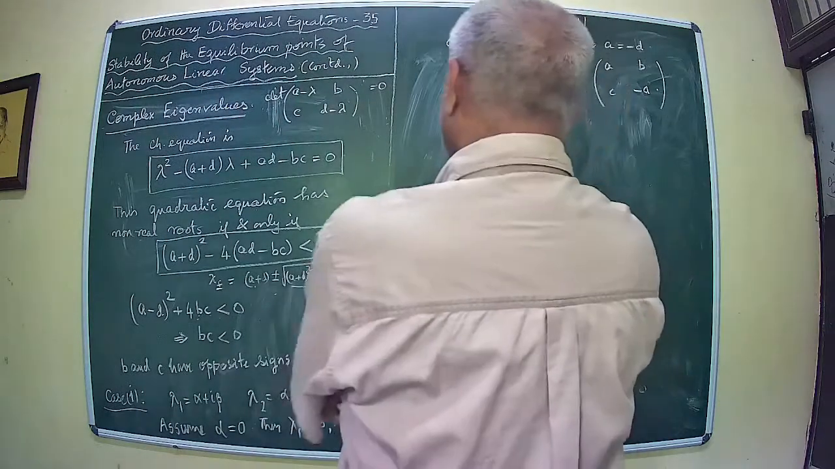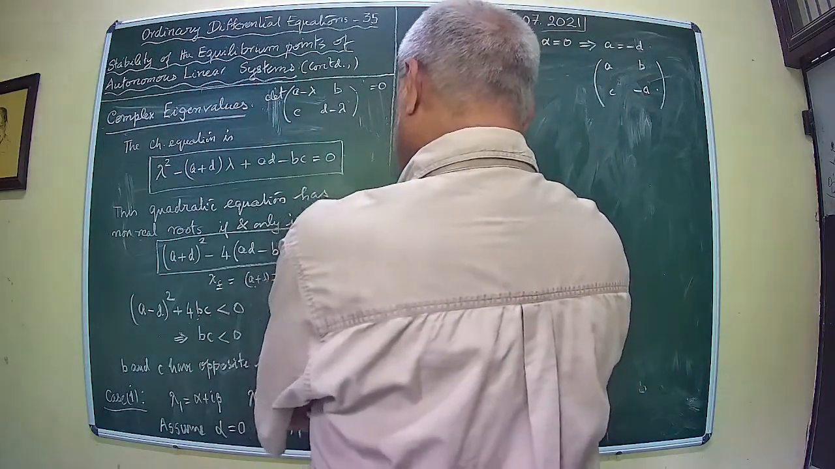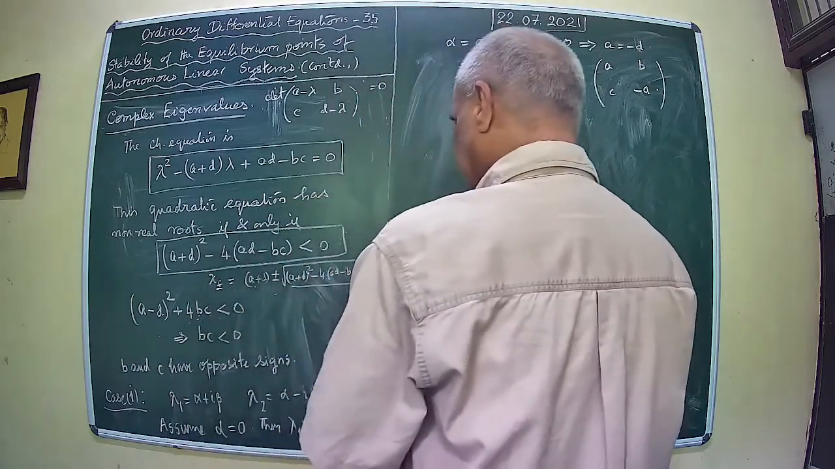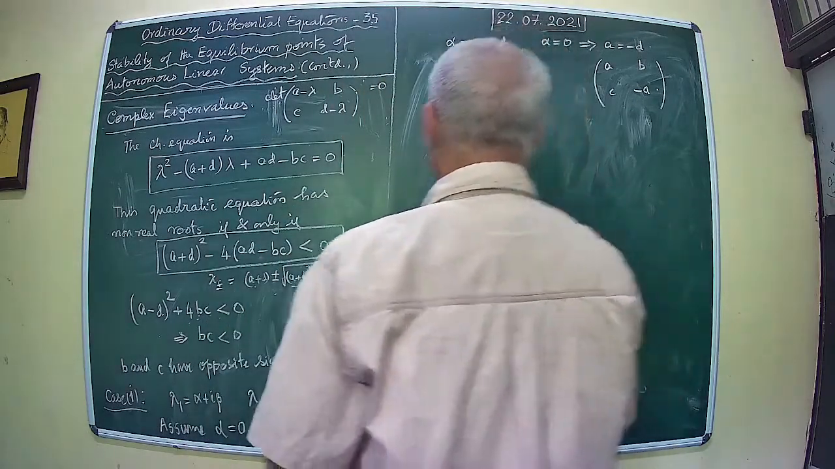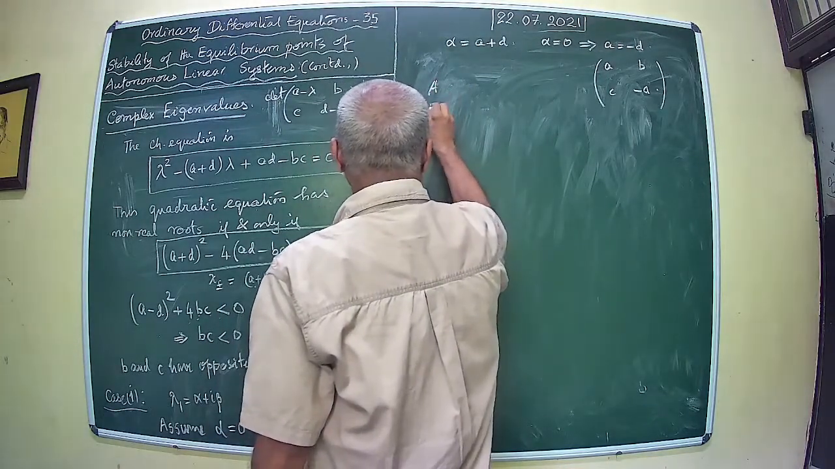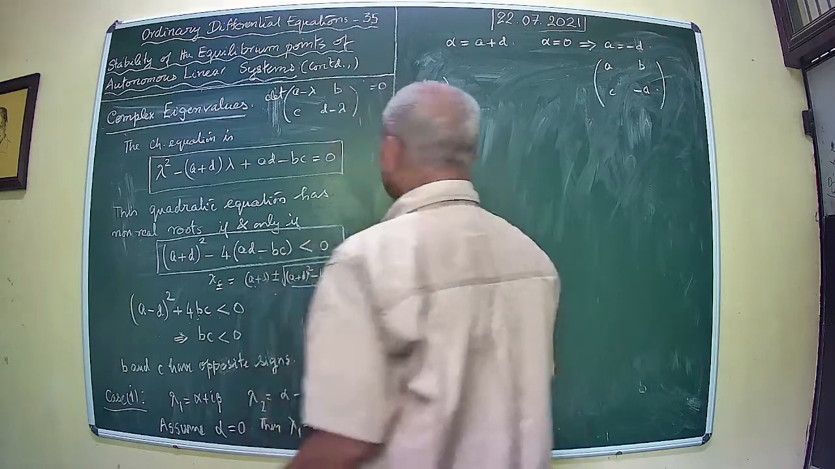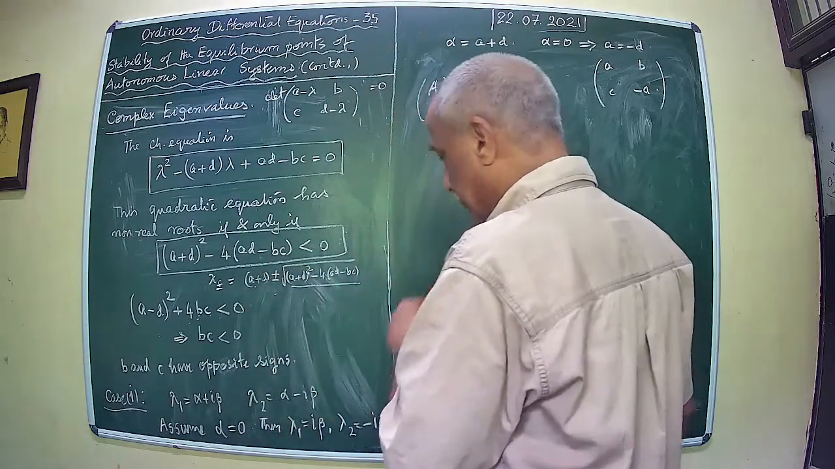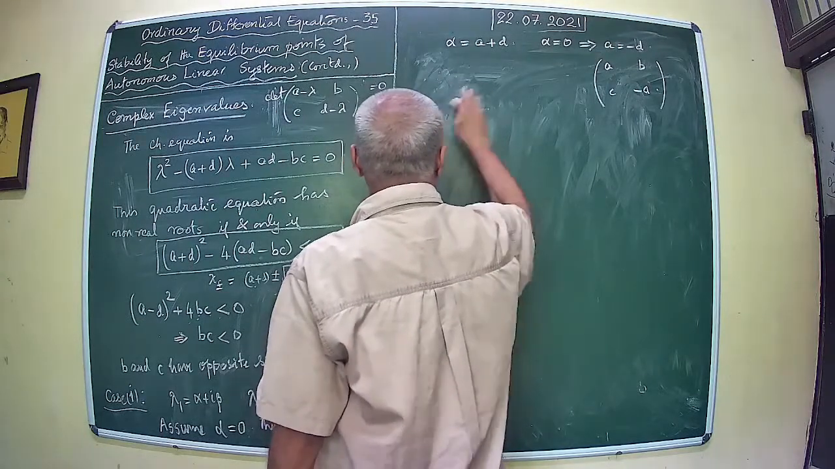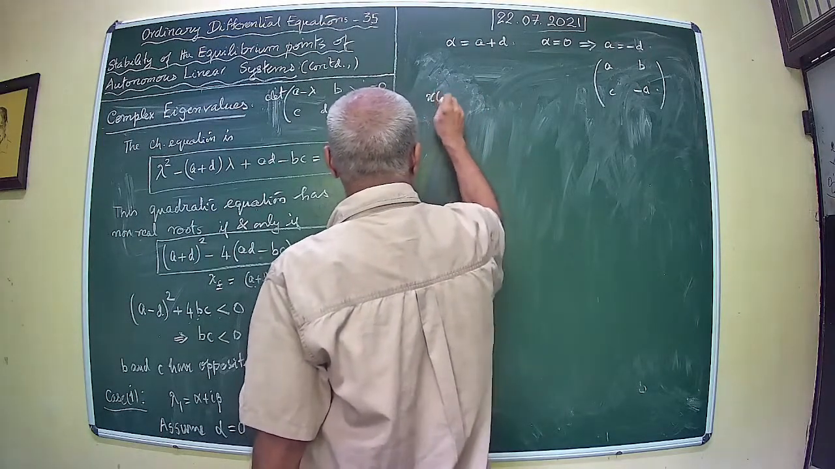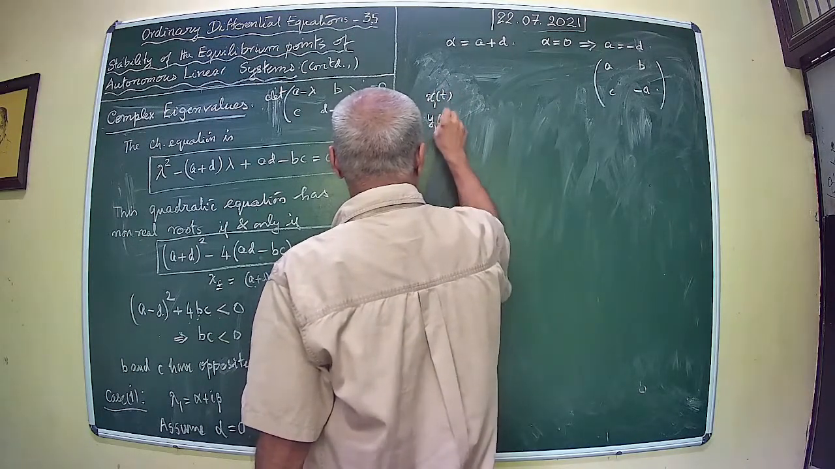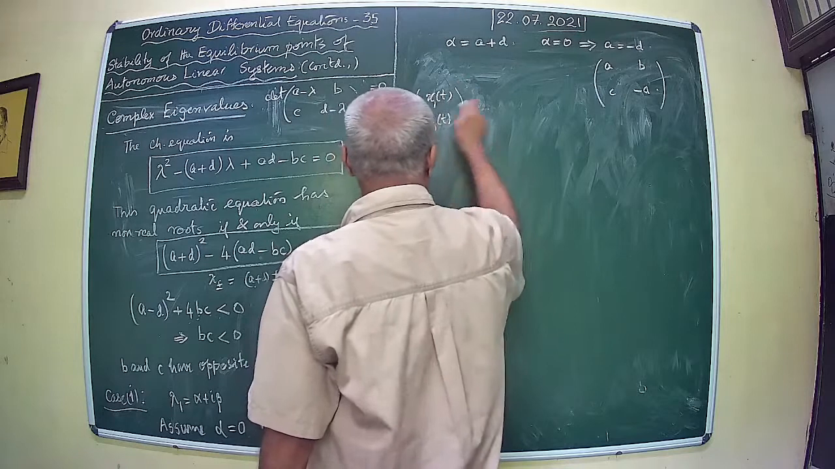Now what you observe is that suppose the vector with complex entries a, b is the eigenvector associated with lambda 1, then this is what you have. The solution x(t) is going to be a complex solution.